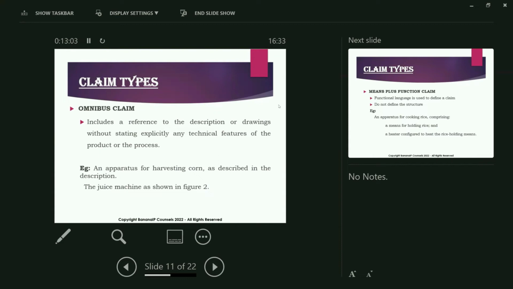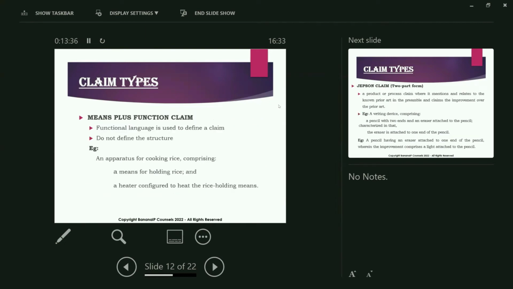So an example of this type of claim is an apparatus for harvesting corn as described in the description. So this will not give us any technical feature. It just says the technical feature will be described in the description or the figures. As the second example says, it is a juice machine as shown in figure 2. So there is no technical feature that is explained in this claim. It is just a juice machine as shown in figure number 2. So these type of claims are called omnibus claims.